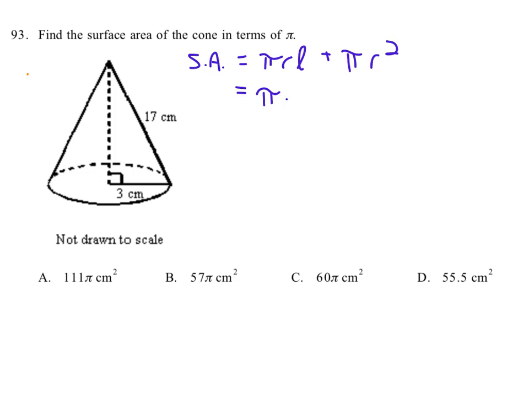We already have them. Pi times the radius, which is 3, times the slant height, which is 17, plus pi times the radius squared, which is 3 squared. So resolving these out, we get 51 pi here, plus 3 squared is 9, 9 pi here. And we add those together, we get 60 pi.